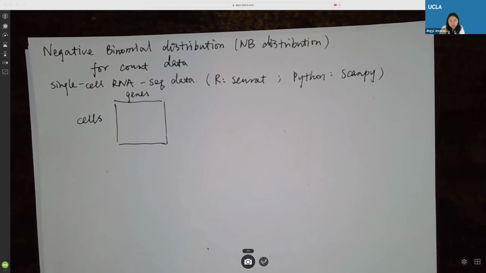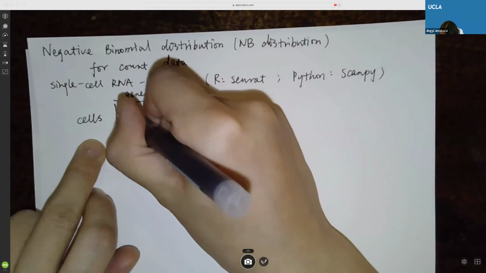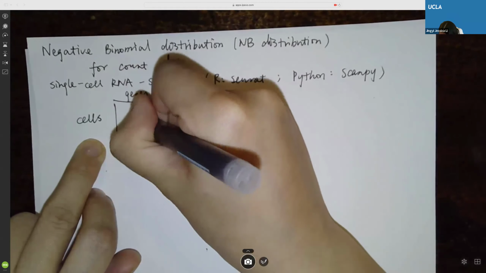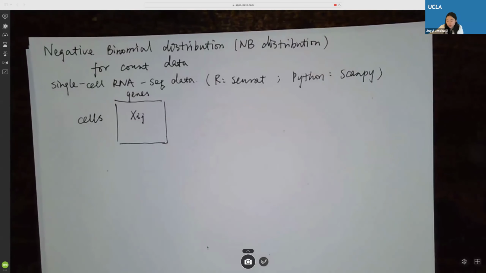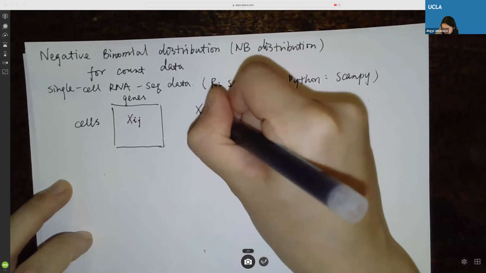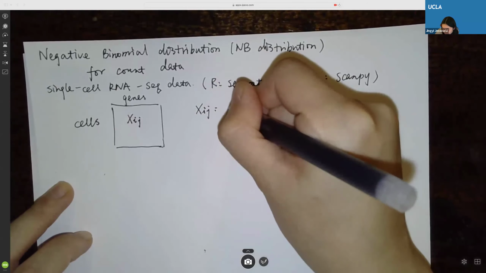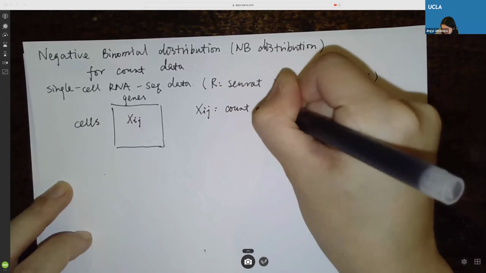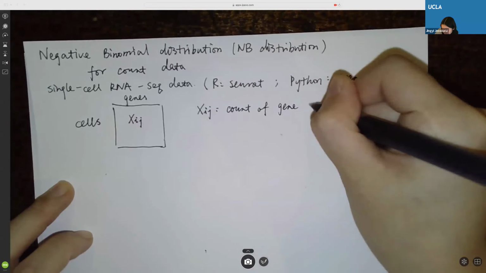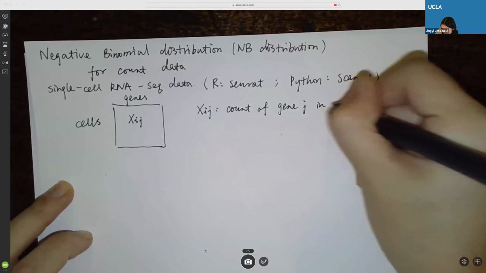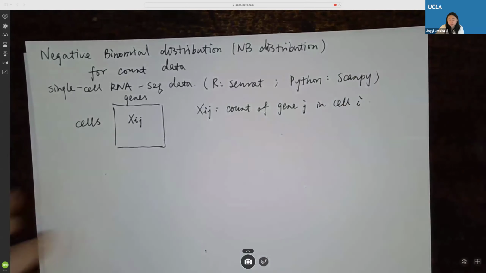Okay, so we have a count matrix. In this case, if I use Xij to denote a count, then once we do data pre-processing, Xij will be the count of gene j in cell i. Okay, so for single cell data, one important task is to identify cell types from the cells.